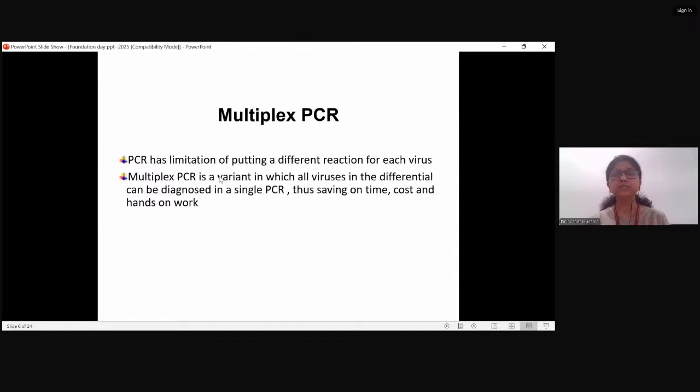However, PCR has a limitation that for each pathogen, we have to put a different reaction. And when in the differential there are a lot of pathogens, it becomes very time consuming, expensive, cumbersome, and error prone. So these limitations to a certain extent are taken care of by multiplex PCR, in which 3 to 5 targets can be diagnosed in a single PCR, thus saving on time, cost, and hands-on work.